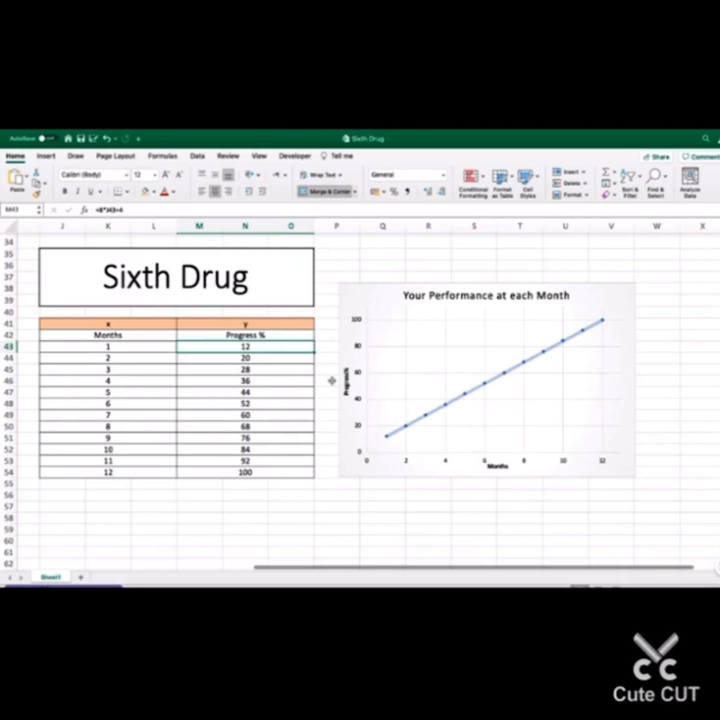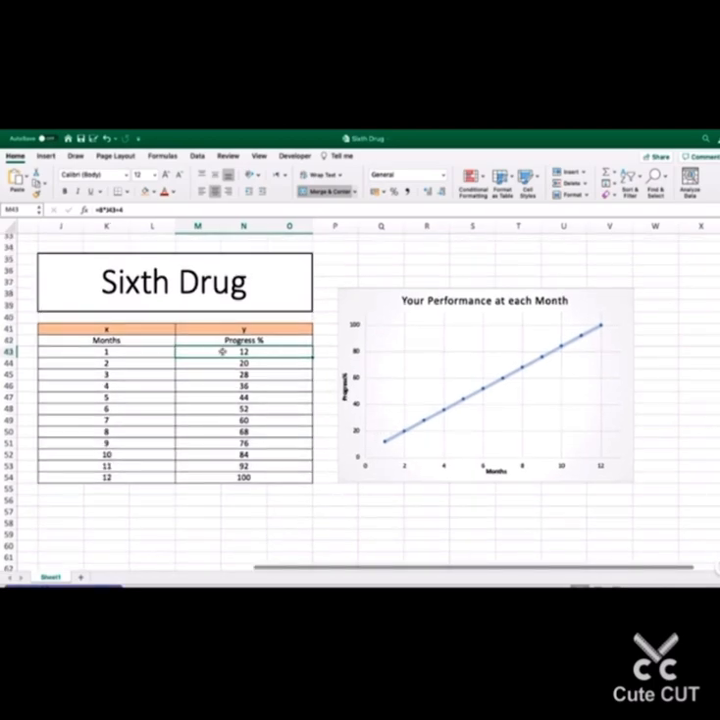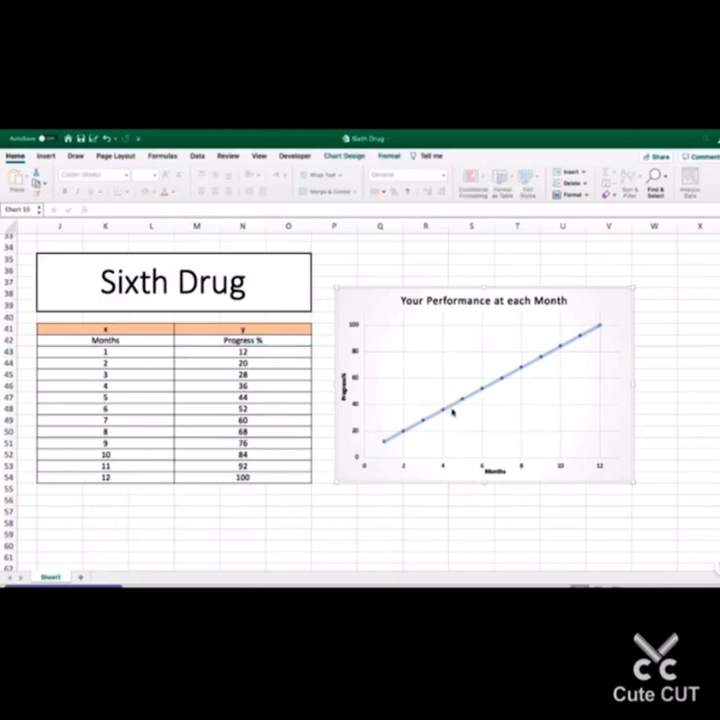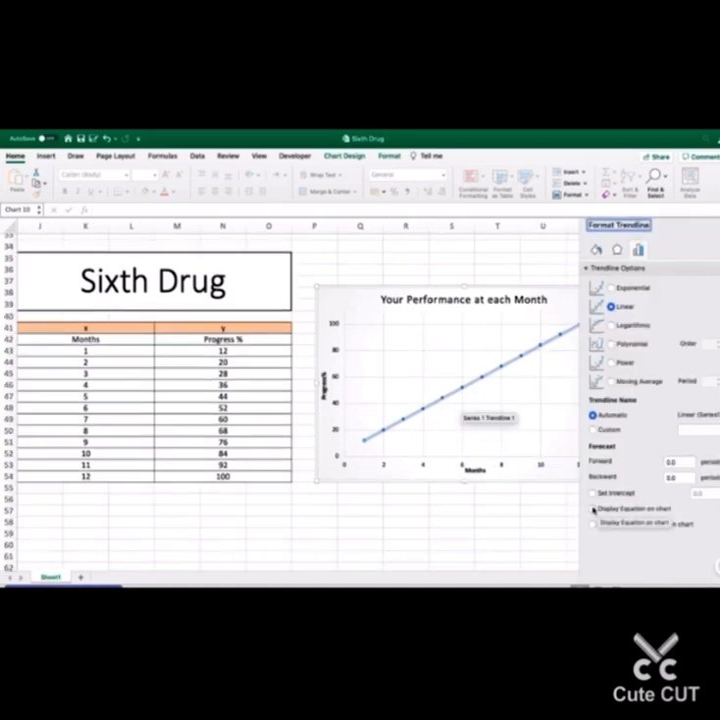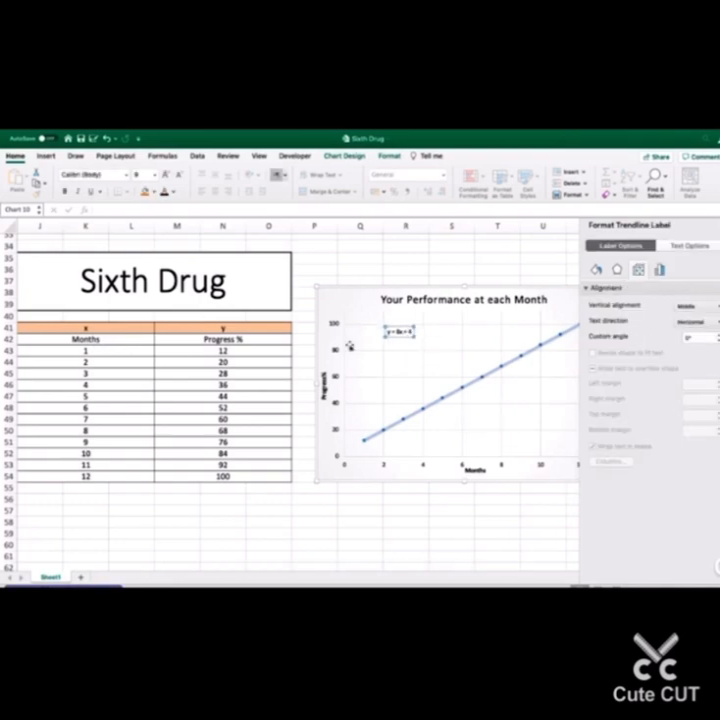We want to find this equation that relates month with the progress percentage. So in Excel, there is something we need to go to first. We need to right click, format trend line, or maybe you will see it, add trend line. If you press format trend line, then you will have display equation on chart. This is the equation that if you enter 1 in the X, you will have 12%. This is the equation that if you enter number 2 in X, you will have Y equal to 20, all the way to X equal to 12, Y equal to 100.